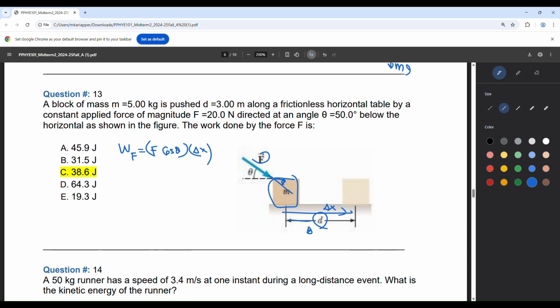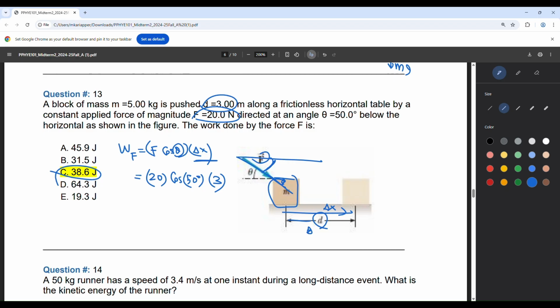Okay, no harm memorizing it. Then you substitute. F is equal to 20 Newton. Good. Cosine of the angle between the displacement and the force, which is given to us as 50 degrees. Substitute. Multiply by delta x. Delta x is 3 meters. Substitute. Take your calculator, work it out. You should get this answer.